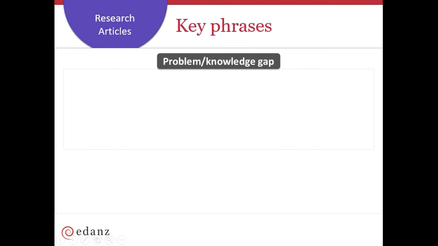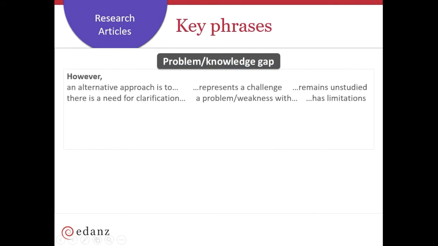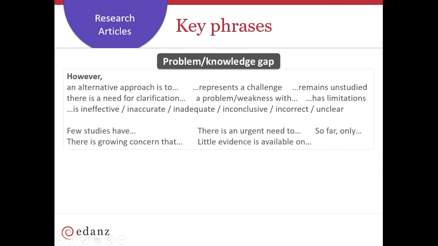Here are some key phrases to signal the problem statement to your reader. Usually a however and some challenge or negative aspect. Or directly say that something is unknown and there is a knowledge gap, but also say why it's important to fill that knowledge gap.